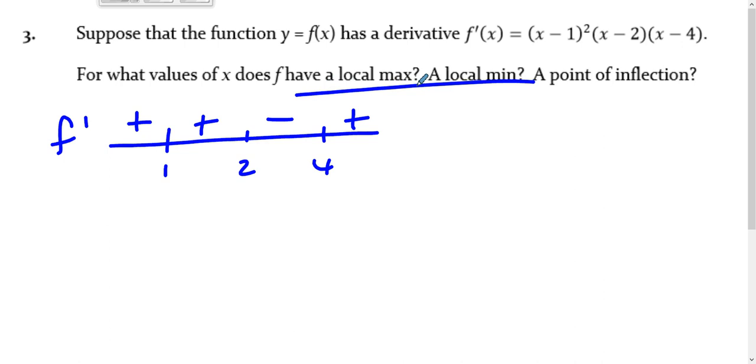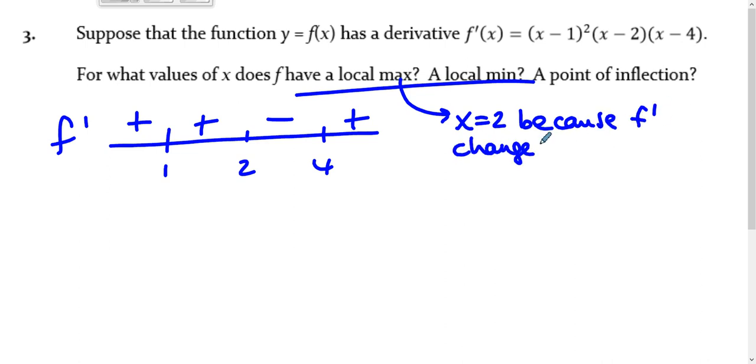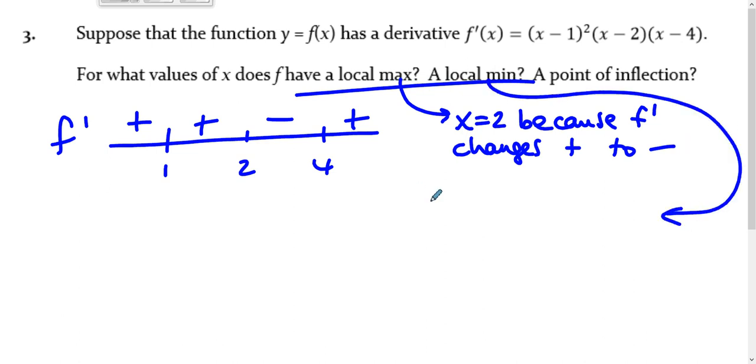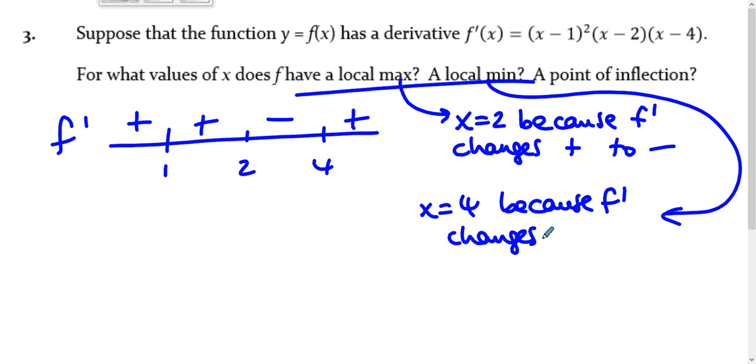So where does f have a local max and a local min? We know that f has a local max where f prime changes from positive to negative. So f has a local max at x equals 2 because f prime changes from positive to negative. Where does f have a local min? f has a local min at x equals 4 because f prime changes from negative to positive.